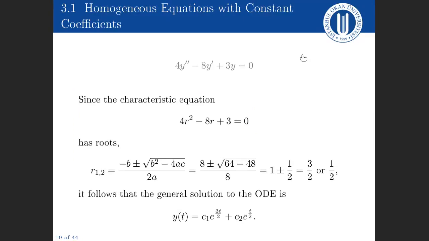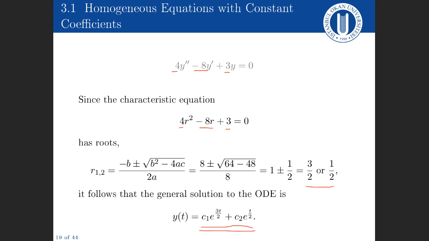This is the first part of the calculation. In the differential equation, the numbers are 4, minus 8, and 3. So in our characteristic equation, the numbers are 4, minus 8, and 3. We find the roots of this, and we find that they must be 3 over 2 and 1 half. It doesn't matter which one you write first, which one you write second.